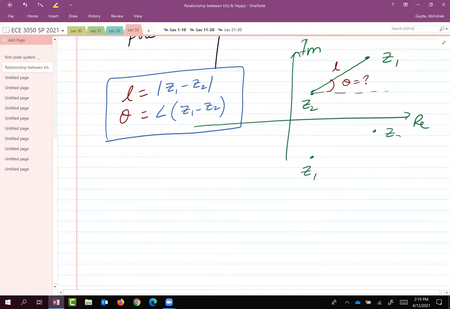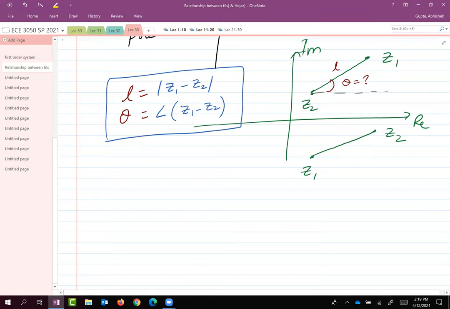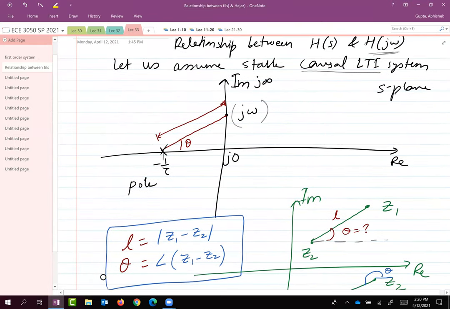Now let's change the orientation here. Let's say this is Z1 and this is Z2. The length remains unchanged, but now the angle of Z1 minus Z2 is actually this angle, theta. That's the angle of Z1 minus Z2. Okay. Everyone remembers this? So going back to the original problem, what's the theta here and what's the length L here?